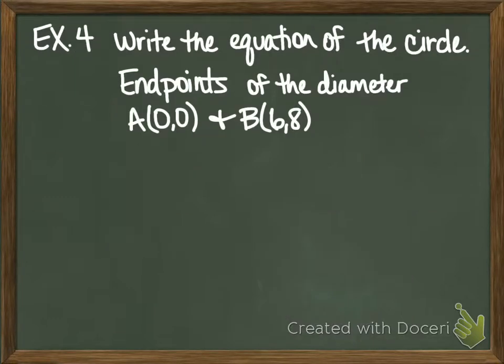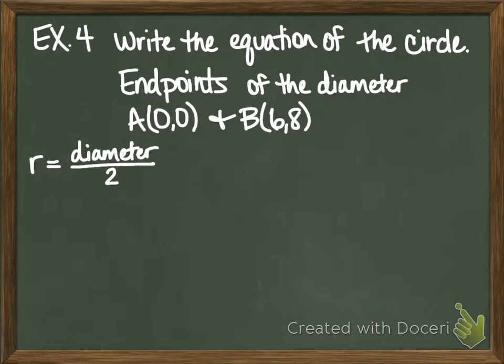Okay, number 4 wants us to write the equation of the circle, and it gives us the endpoints of the diameter. So I need the center and I need the radius to write the equation. To get the radius, I'm going to find the distance between these 2 points, which is the diameter, and I'm going to divide by 2.